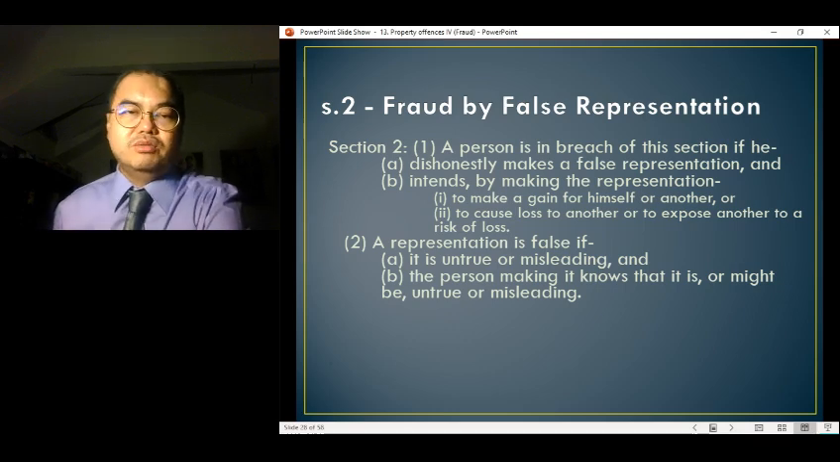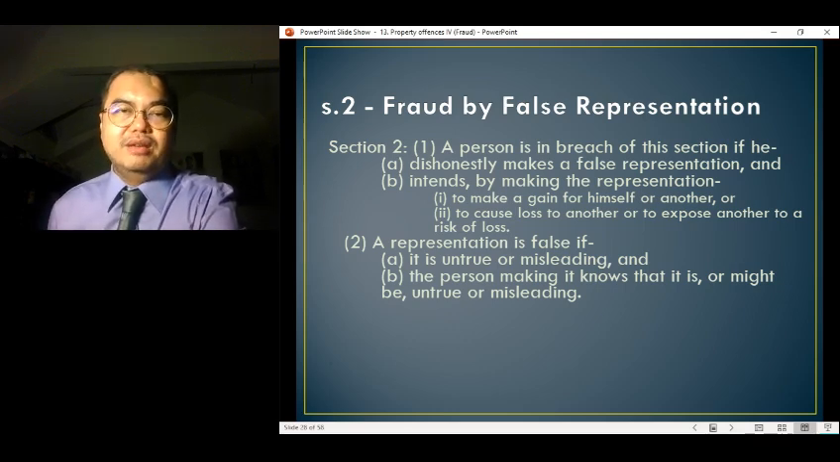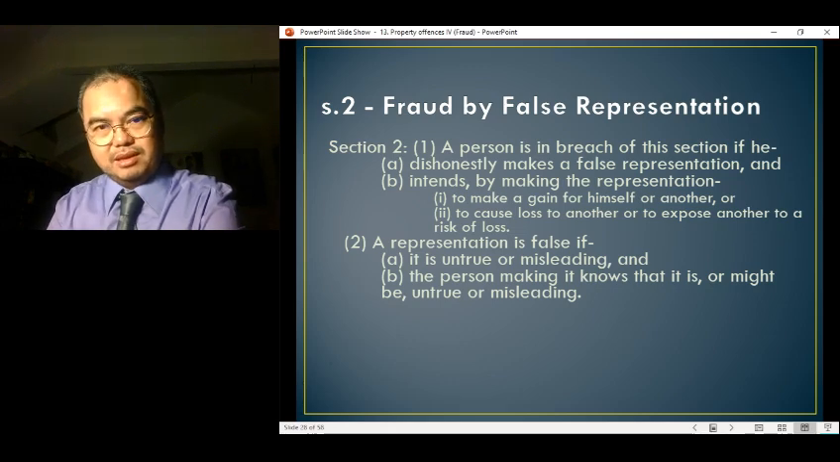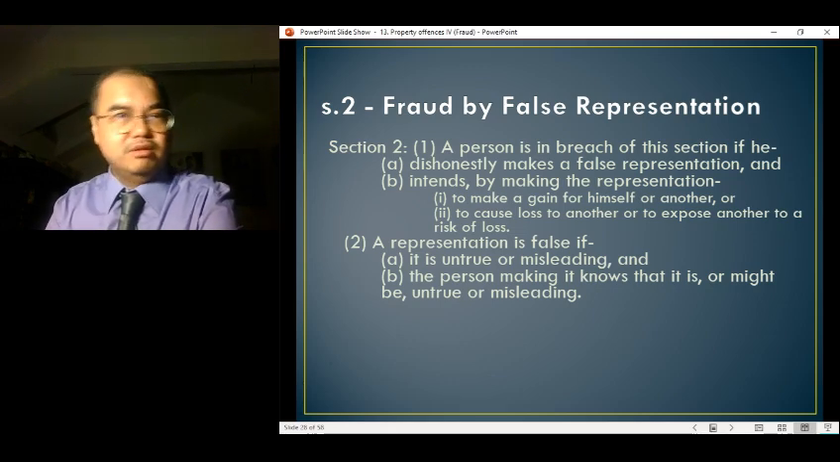Now, looking at section 2(1)(a) and (b), what are the elements of mens rea? And also subsection 2, so 2(1) and 2(2). How many elements of mens rea can you see here? Pause this video for a while and think about it, because I'm going to tell you the answer already. How many elements of mens rea did you find?